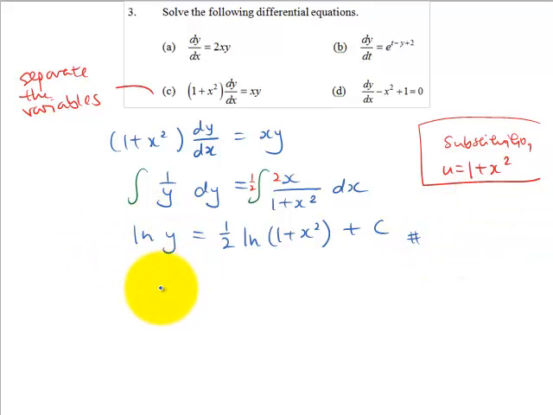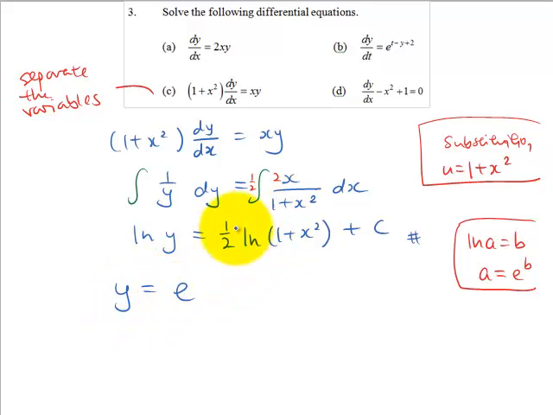Alternatively, if you want to make y the subject of the formula, again recall, if you have ln a equals b, then to make a the subject, ln on the left hand side becomes the exponential function on the right hand side. So let's apply it here. So y equals e to the power of half ln 1 plus x squared plus c.